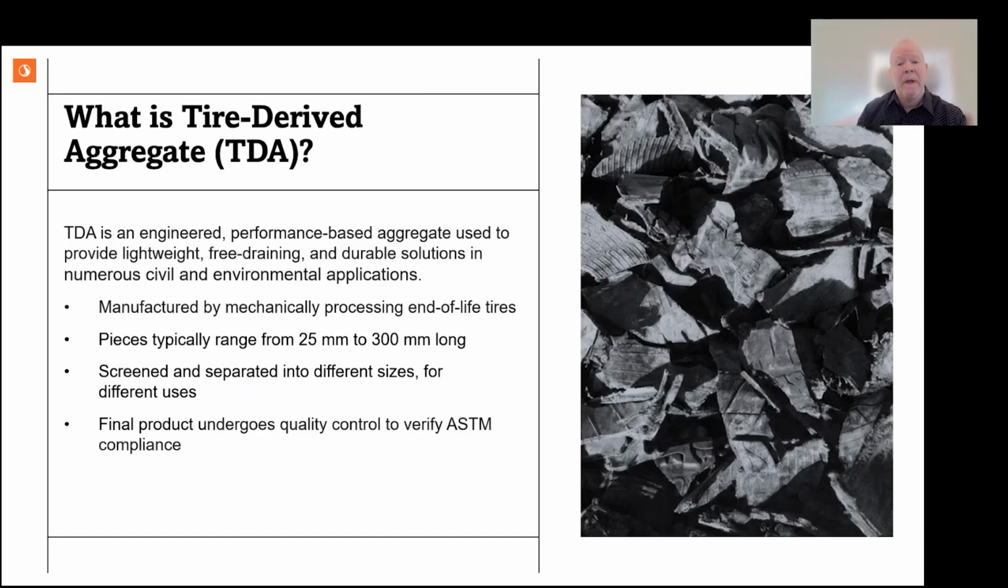What is TDA? TDA is an engineered performance-based aggregate made from recycled tires. This versatile material is used to provide lightweight, free-draining, and durable solutions in numerous civil and environmental applications. TDA is manufactured by shredding end-of-life tires into smaller pieces, typically ranging from 25 millimeters or an inch to 300 millimeters a foot long, and screening and separating the shreds into different sizes for different uses. The final TDA product is then subject to quality control testing to verify its engineering properties and compliance with ASTM standards.